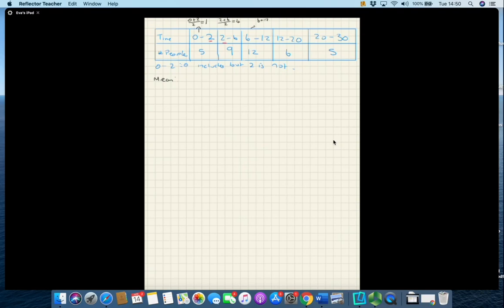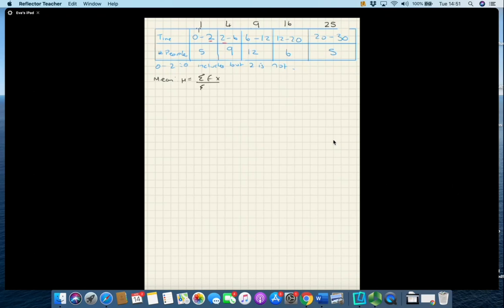6 to 12, so I'm adding the two values. I'm basically getting halfway between the two values. This one is 16, and this one is 25. Okay, so what you tend to do is you can redraw your table, or above your table you can write in your mid-interval values. Okay, so 1, 4, 9, 16, 25. Okay, my mid-interval values.